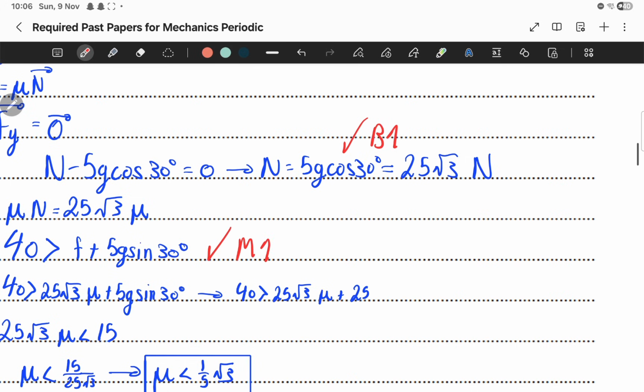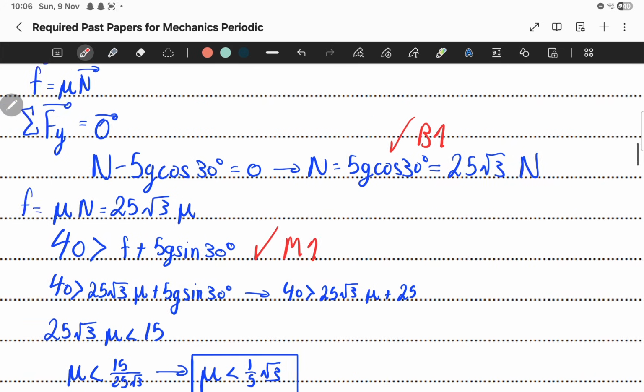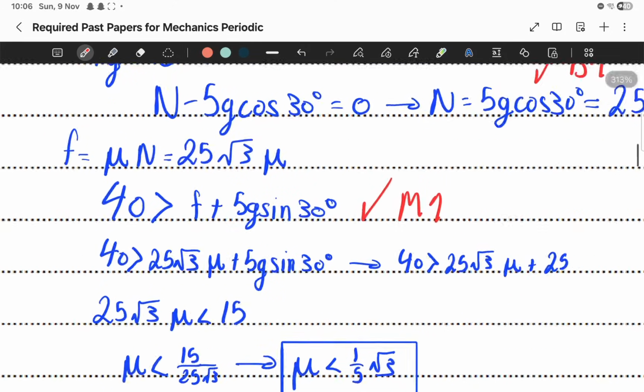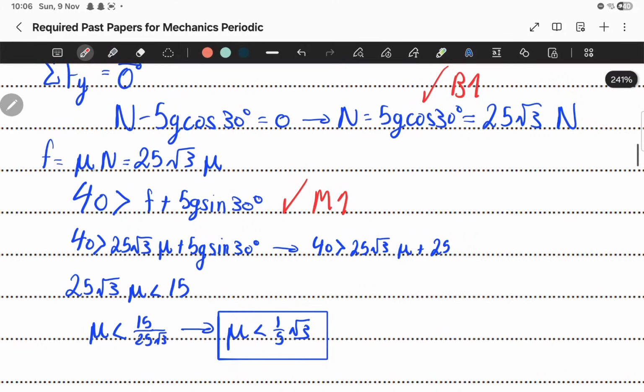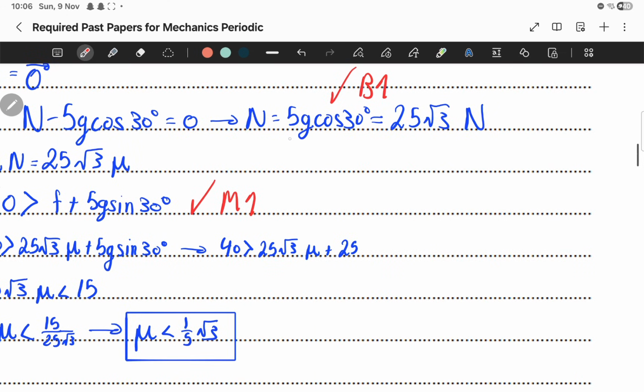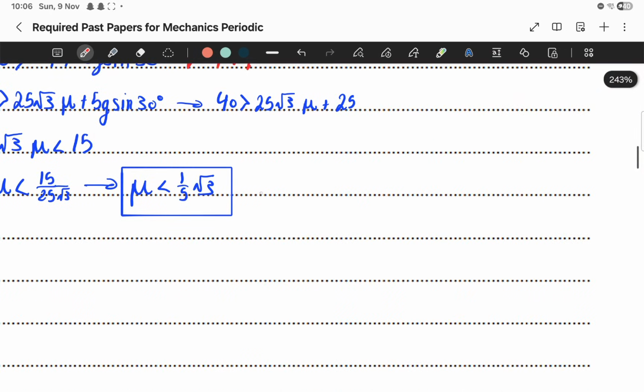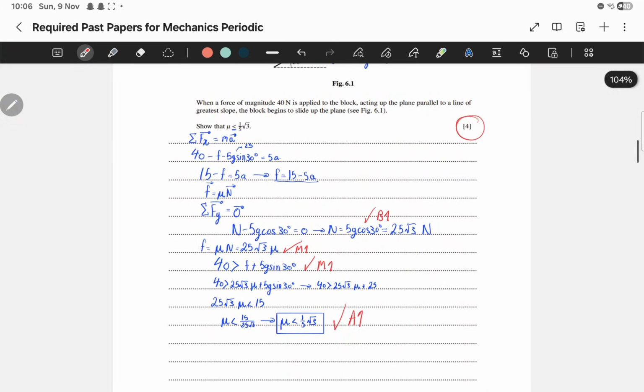Now you can say friction is equal to mu times 5g cosine 30, which is what we did. Friction is equal to mu N. Remember, they accept 25 radical 3, it's fine. So you can say this one as m1. Then they conclude mu is less than 1 over 5 radical 3. So this is A1. So for this, you get 4 marks.